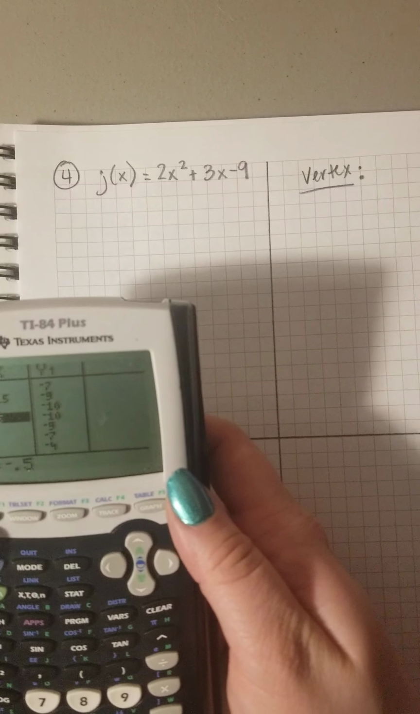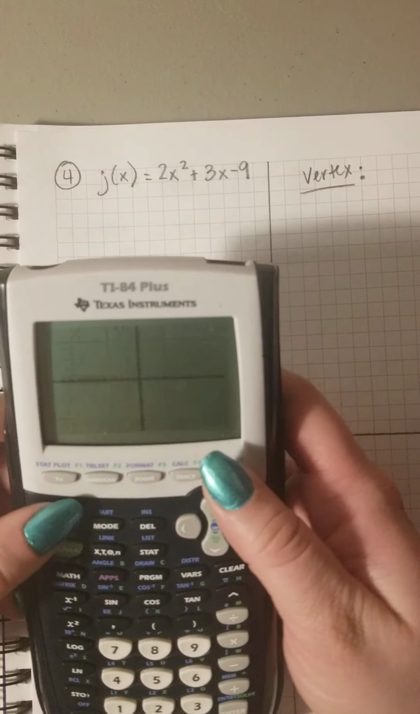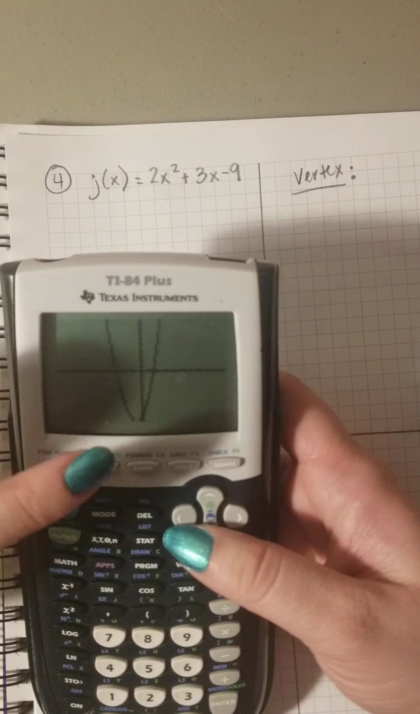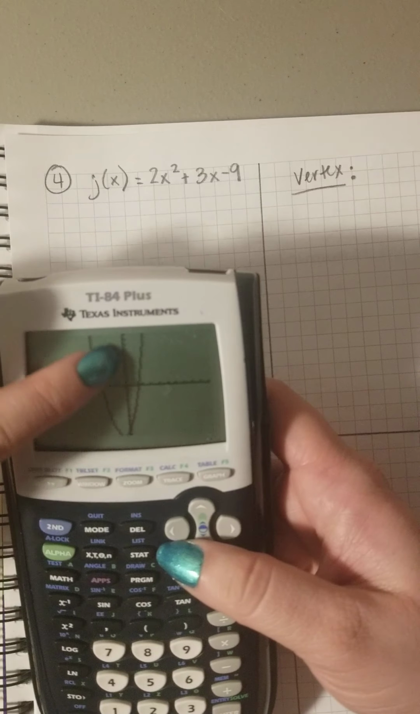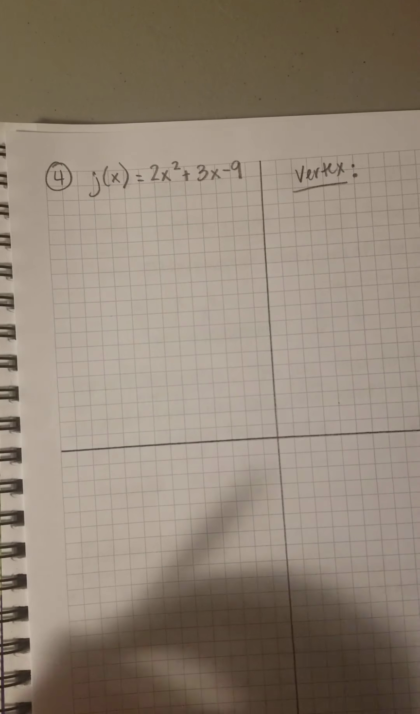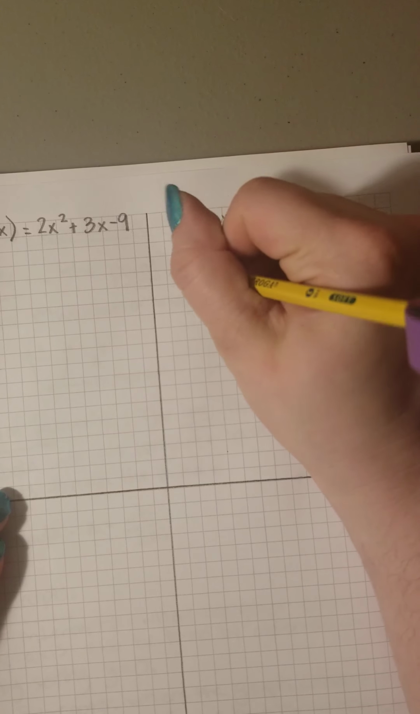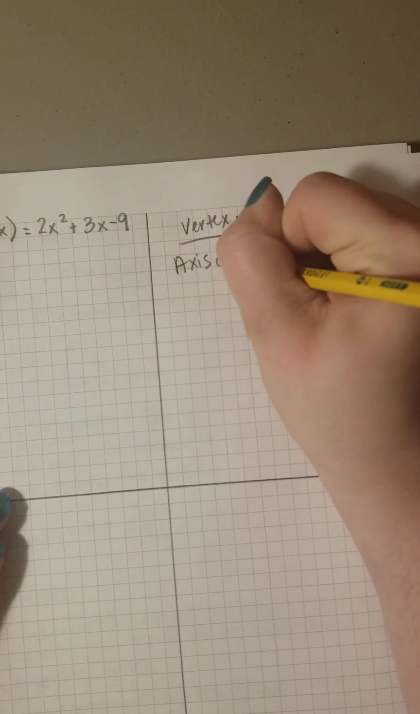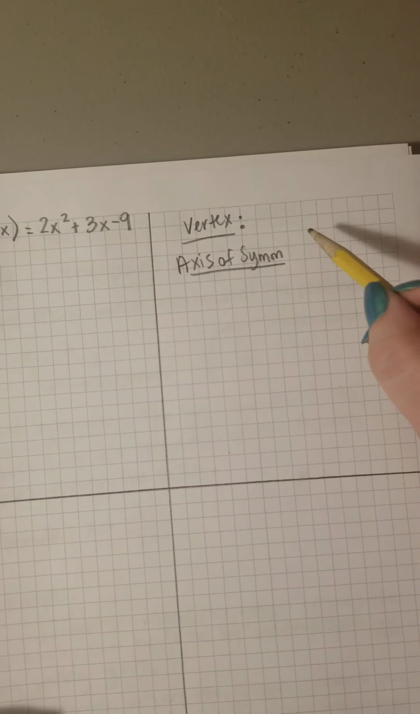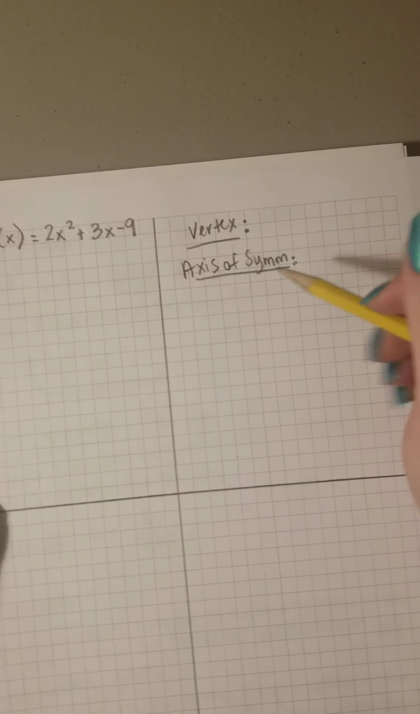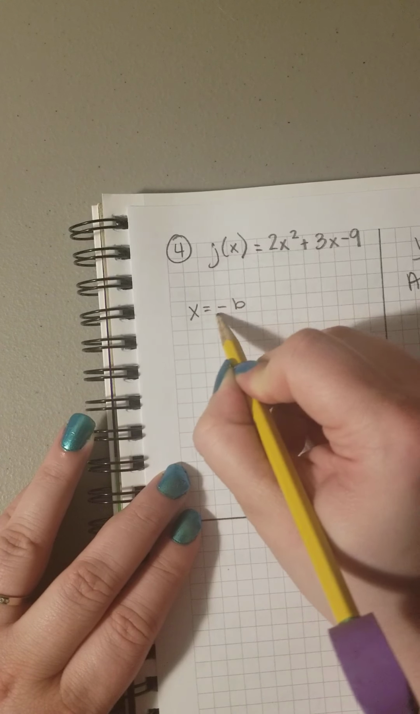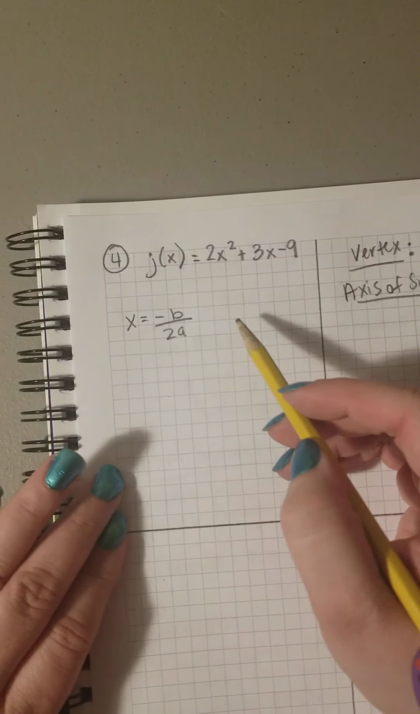And when I look at the graph of this, it looks like the axis of symmetry is somewhere like -1, but I can't be positive about that. So remember that for the axis of symmetry, one of the things that we said you can do, if you needed to confirm or just do it algebraically, is to use x equals -b over 2a. So let's do that.